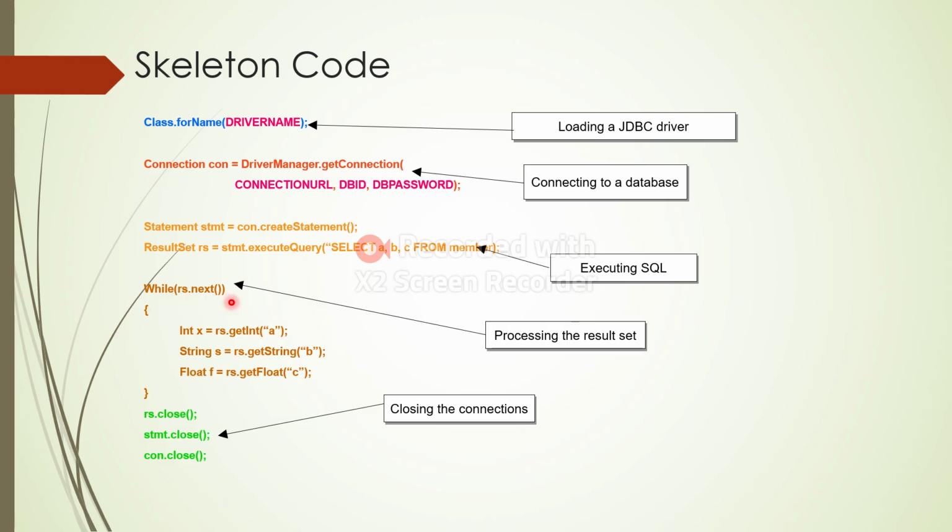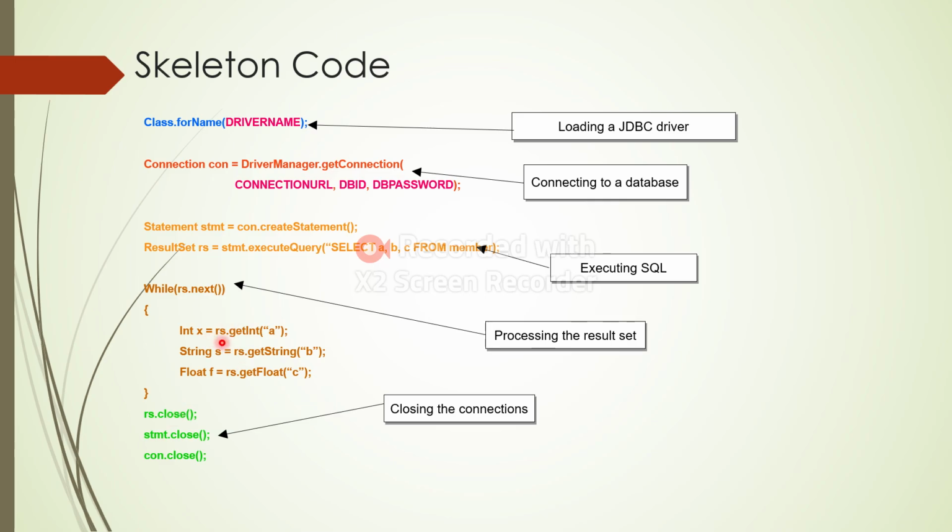So rs.next. What is next? Next means, is there any next row available? That is what it is trying to check. Initially, the cursor is at the top. Then it will check, is there any further record? So for that, rs.next. If there is no further record available in the result set, it will return false. The moment it is false, it will come out of the loop.